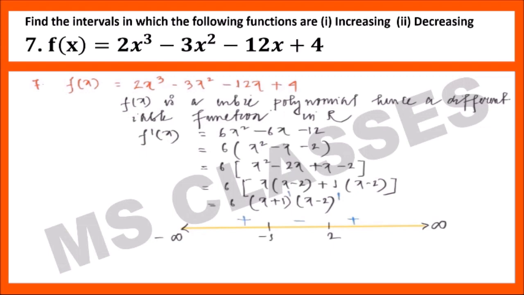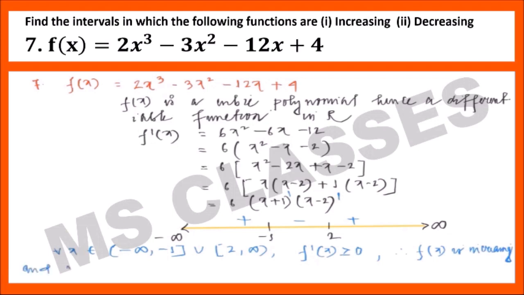So for all x belongs to (minus infinity, minus 1] union [2, infinity), f'(x) is greater than or equal to 0. Therefore, f(x) is increasing. And for all x belongs to [minus 1, 2], f'(x) is less than or equal to 0. So f(x) is decreasing.